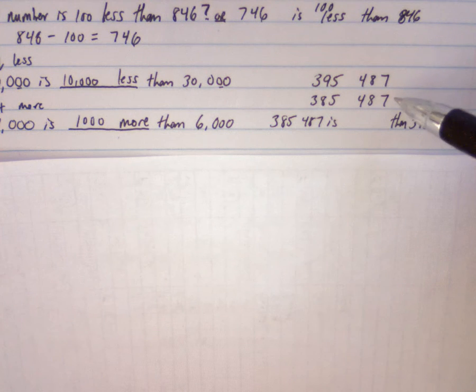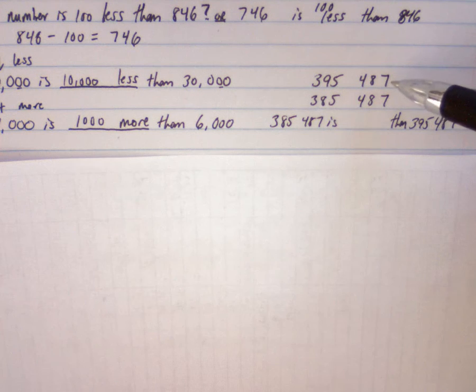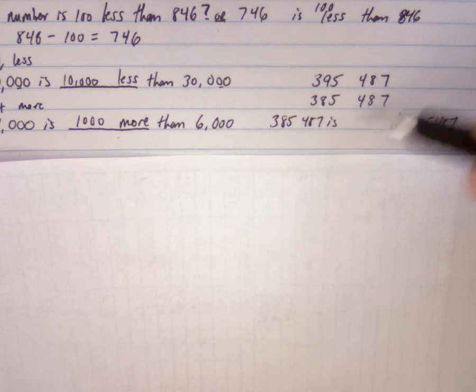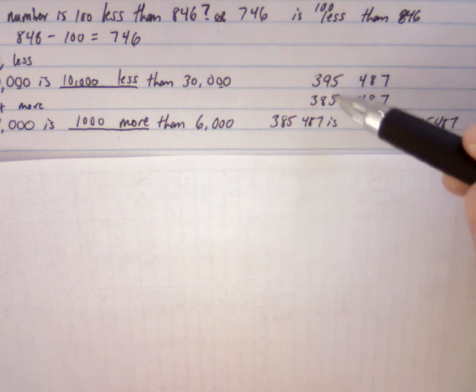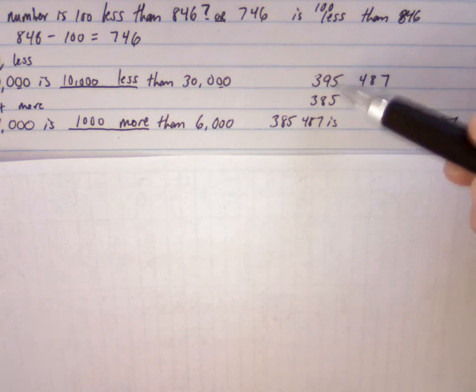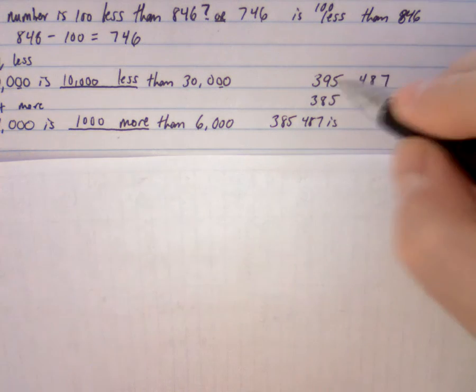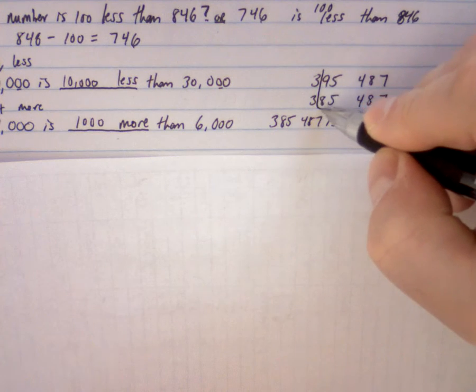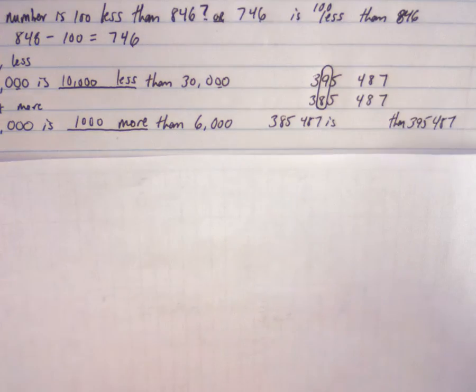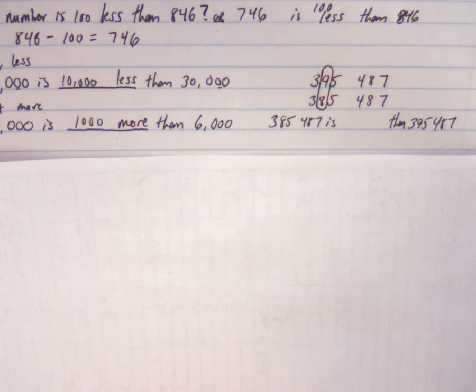So what we want to do is we want to circle the ones that are different. So the 7s, they're the same. The 8s, they're the same. 4s are the same. 5s are the same. This is different right here. These two numbers are the ones that are different.